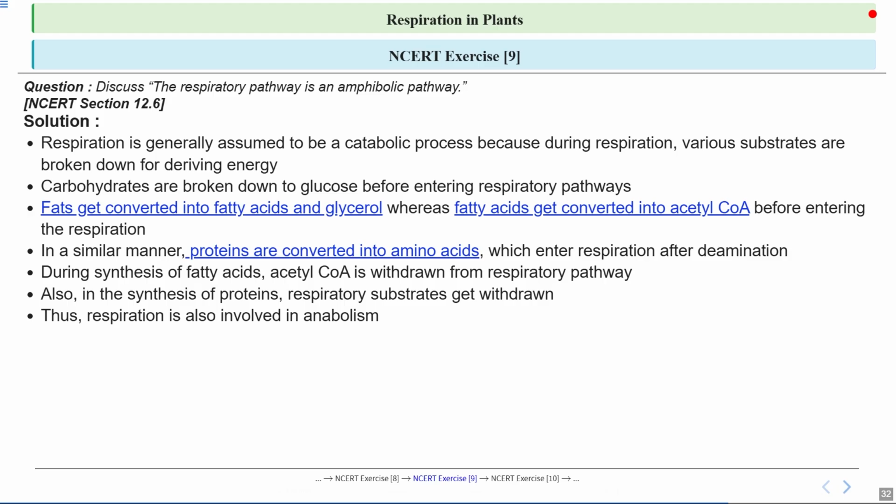So during catabolism, larger molecules are broken down into simpler ones. They enter the respiratory pathway. And in the anabolic part, if we see, the smaller molecules build up together to form larger molecules with the input of energy. Therefore, both anabolism and catabolism are involved in respiration, and therefore the respiratory pathway is an amphibolic pathway.